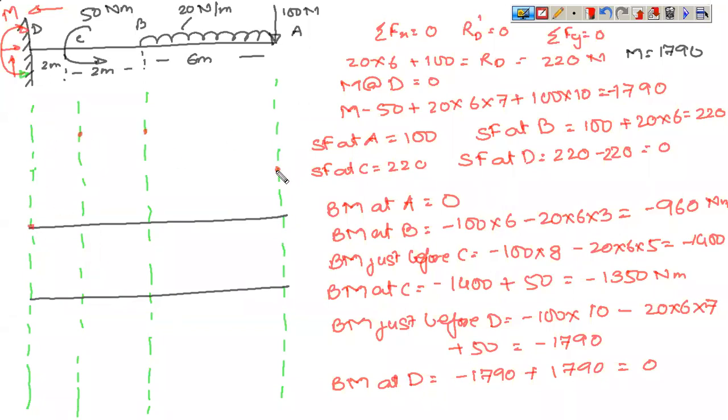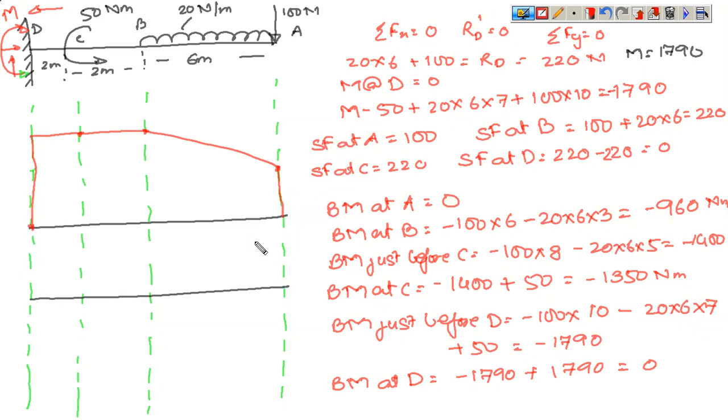So the variation here, it is a straight line because this is due to a point load. From A to B, again this is a uniformly distributed load, so it will be an inclined line. There is no load between B to C, so it remains a straight line. There is no load between C to D, so again it remains a straight line. And then as it reaches D, it falls down to 0.